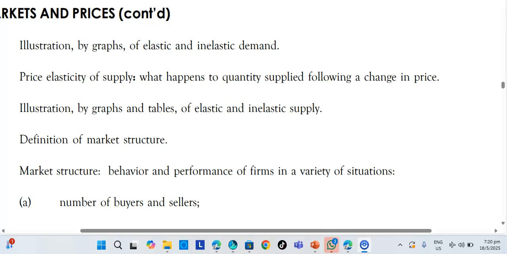So in summary, price elasticity of supply shows how responsive producers are to price change. A higher price usually encourages more supply. Elasticity depends on how easily and quickly producers can change their input.